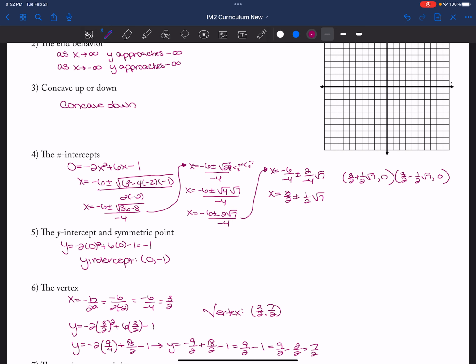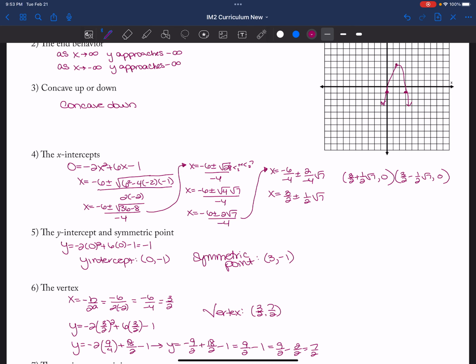Let's see, so 3/2 is 1.5, comma 7/2 is 3.5. So here's my vertex here. My y-intercept is at -1. So that makes my symmetric point at 3. At 3, comma -1. Okay, and then I play connect the dots, and then that is my parabola.